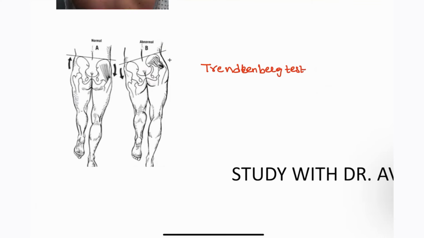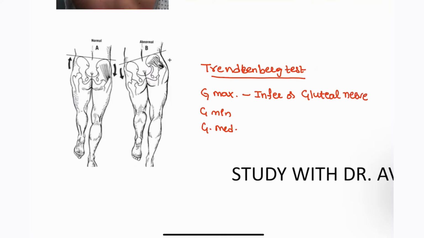So Trendelenburg test is positive in which patients? Usually there are the muscles gluteus maximus, gluteus minimus and gluteus medius, right? The gluteus maximus is supplied by the inferior gluteal nerve, and the other two are supplied by the superior gluteal nerve. And if this superior gluteal nerve is damaged, the patient is going to be positive for the Trendelenburg test.